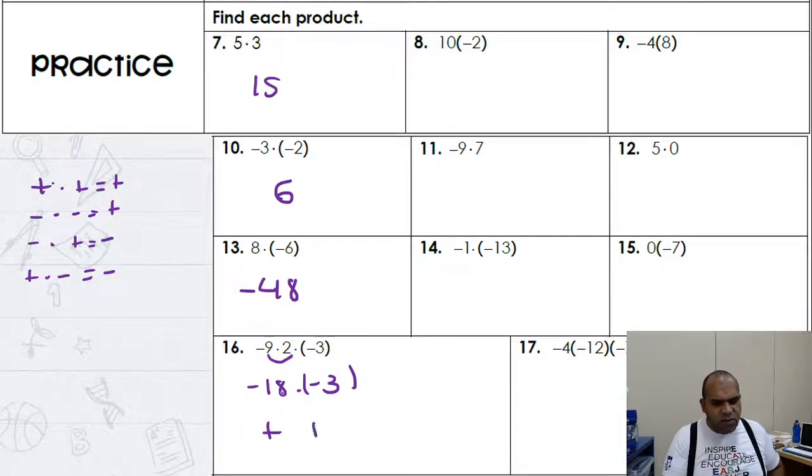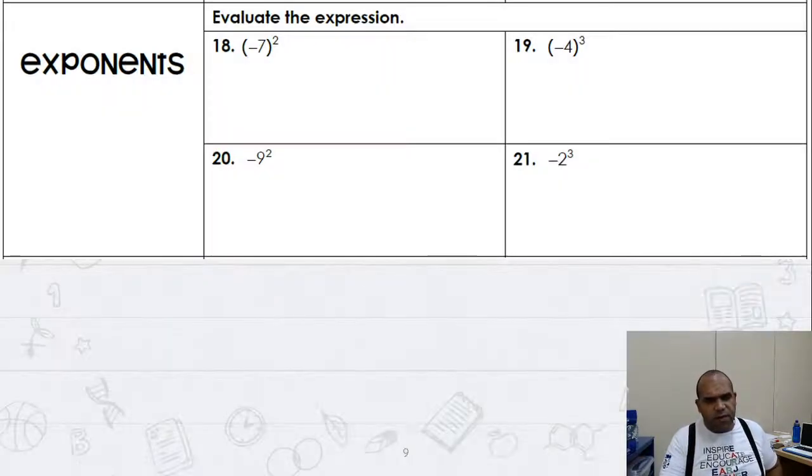3 times 8 is 24, carry 2. 3 times 1 is 3, plus 2 is 5. 54. Great, guys. The other ones you can work here. If you need the key answers, I can send them to you.